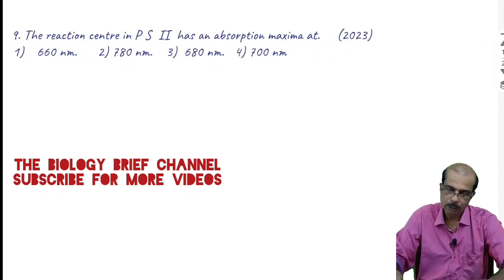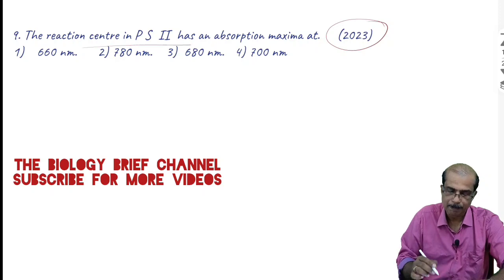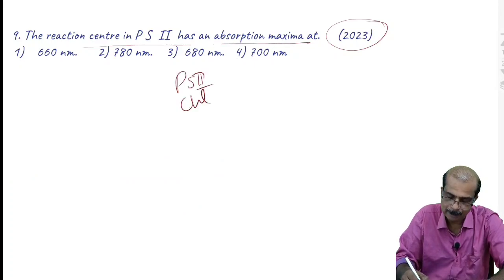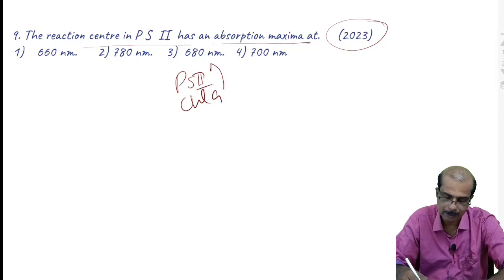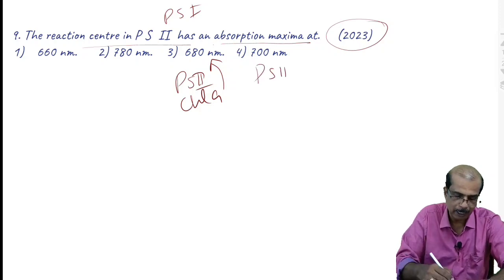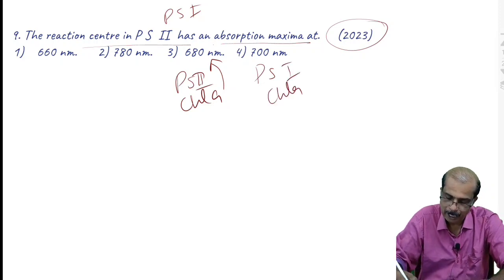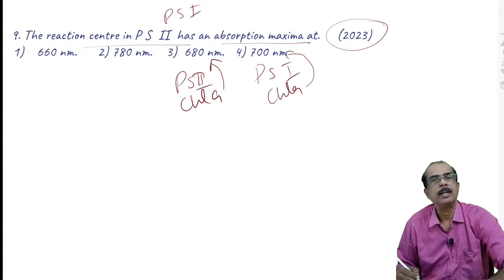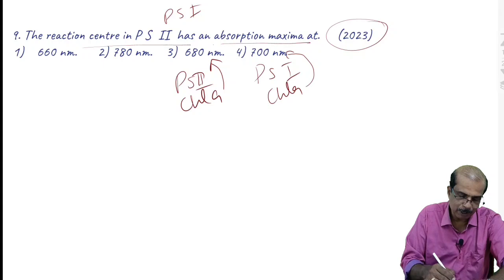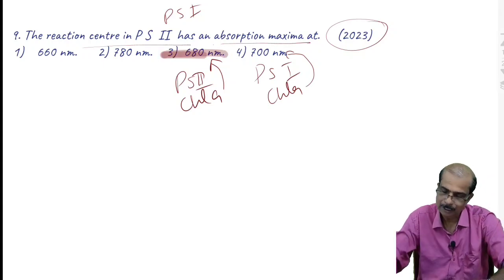Next one, 2023. The reaction center in PS2 has an absorption maxima at... We know that in PS2, chlorophyll A is the reaction center and its absorption maximum is 680 nanometer. If it is PS1 instead of PS2, then for PS1 also the reaction center is chlorophyll A and its absorption maximum is 700 nanometer. The answer will change. For the time being, the answer to this question is option 3, 680 nanometer.